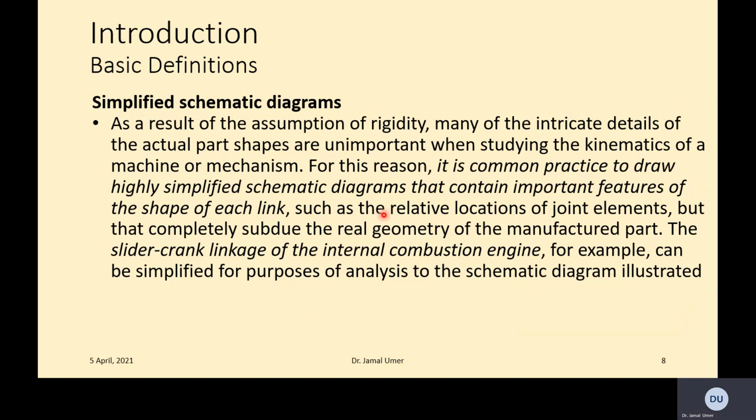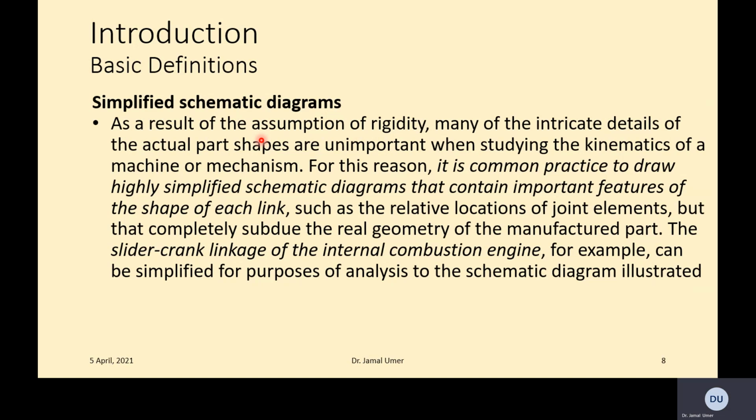I have taken most of these definitions from the book Shigley, Theory of Machines, I think. I just included some of the parts, so if you want to revisit, you can go back again. As a result of the assumption of rigidity, many of the intricate details of the actual part shapes are unimportant when studying the kinematics of a mechanism, because we are assuming the link is rigid.